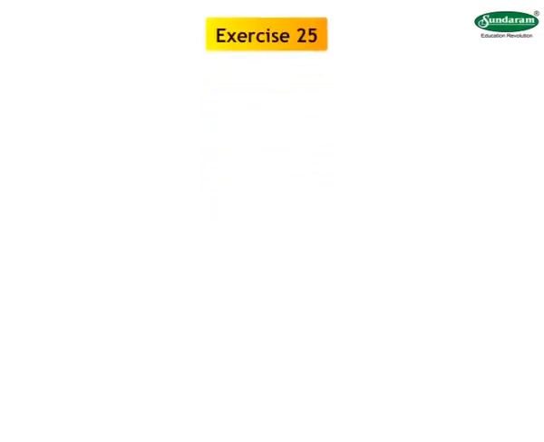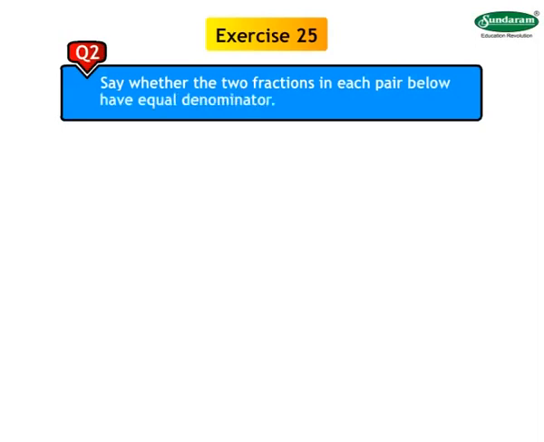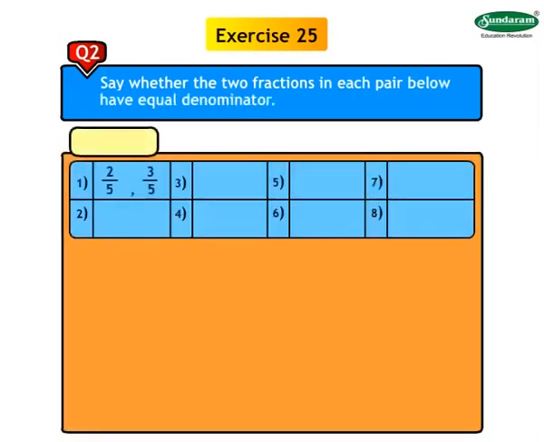Exercise 25. Question 2. Say whether the two fractions in each pair below have equal denominator. 1. 2 upon 5, 3 upon 5. 2. 5 upon 7, 4 upon 7. 3. 7 upon 9, 7 upon 11. 4. 13 upon 16, 9 upon 17.